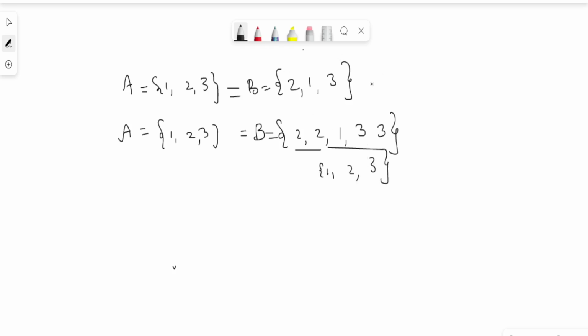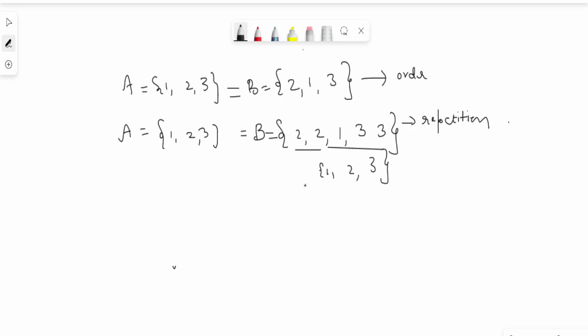So in the first example we saw that the order doesn't matter, and the second example indicates that the repetition does not matter, right? So even if we repeat some elements in the set, it means if 2 belongs to the set B and we write it 2 times, doesn't matter. It will still be the same element 2, right? It will not be a different element.